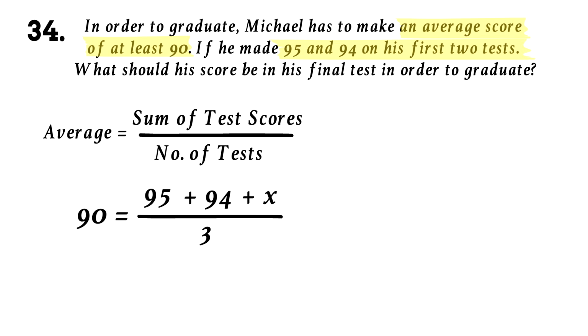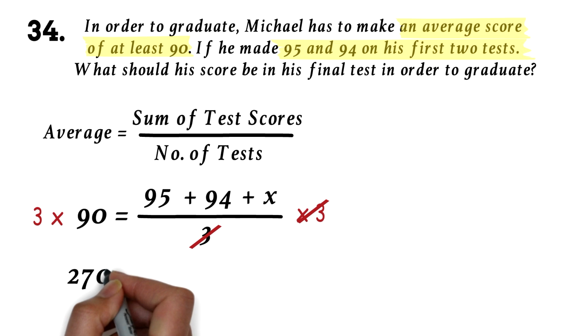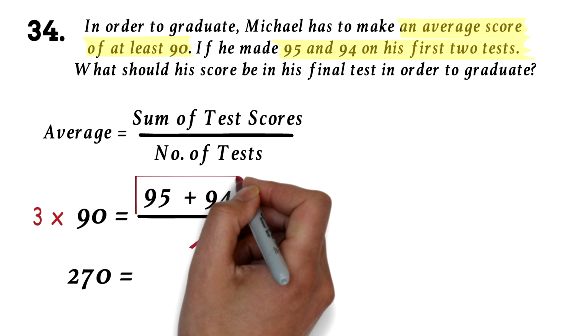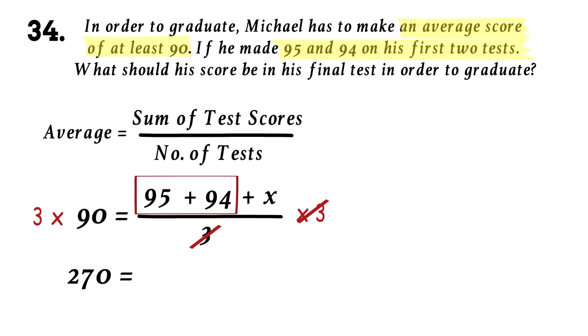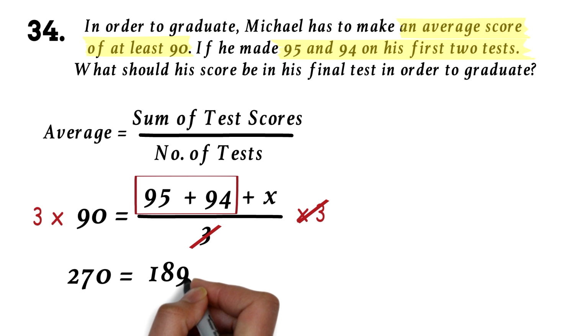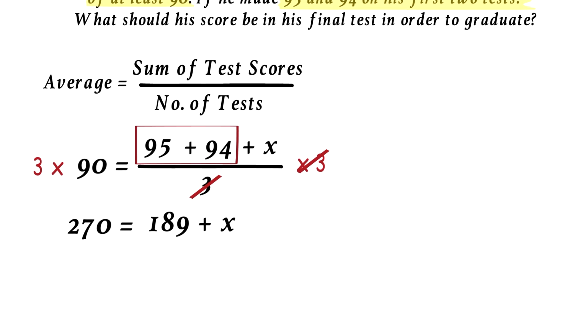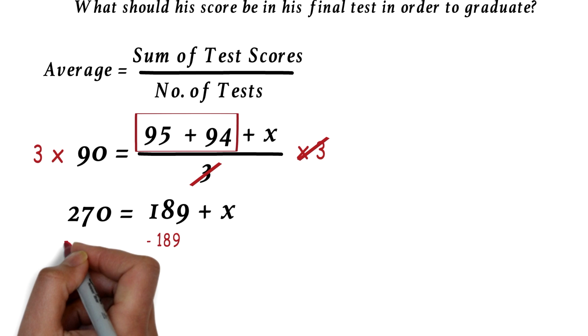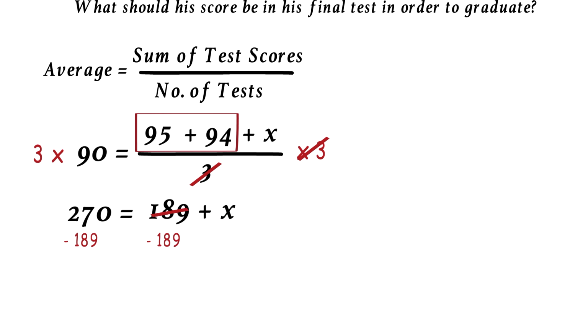Since the 3 is dividing, we can multiply both sides by 3. This 3 will cancel out. 90 times 3 is 270. Now, let's add this. 94 plus 95 is 189. We have a one-step equation. Since the 189 is adding, we can subtract 189 from both sides. This will cancel out. 270 minus 189 is 81. So Michael must get a minimum score of 81 to graduate.